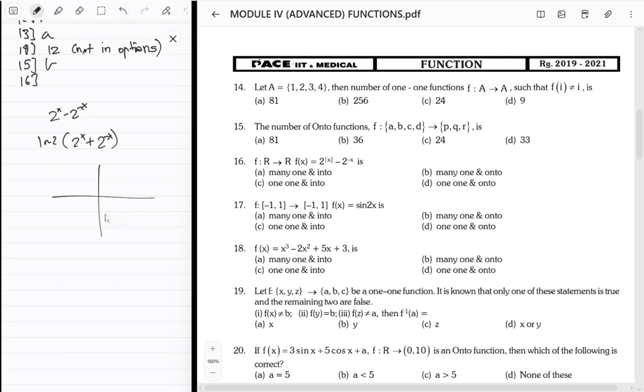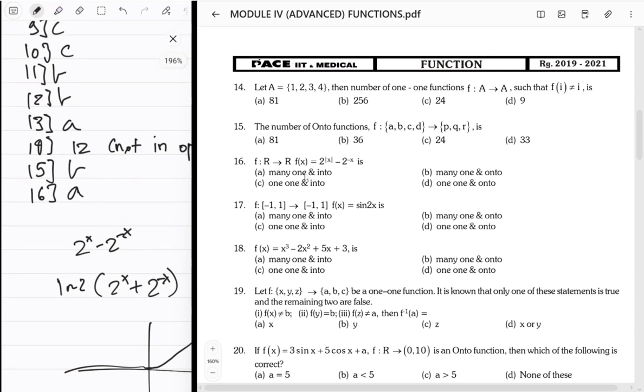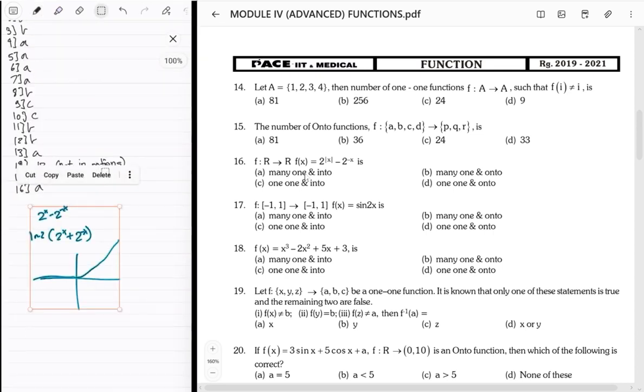Hey, what am I doing? Why am I doing that? Okay, it's just like this. 0 throughout this and like that. So this is a many-to-one function, of course, because for all negative x values you get the same value. And it's going to real numbers. Well, it's always positive. So it's not onto, it's into, and it's many-one. So A is the answer. Next question. 17th.